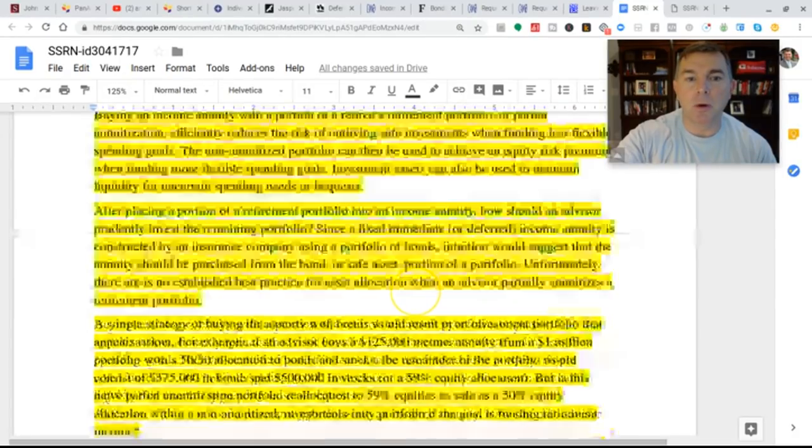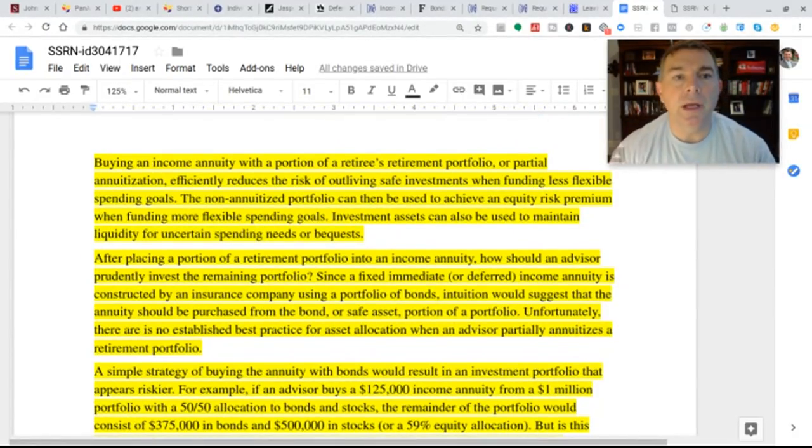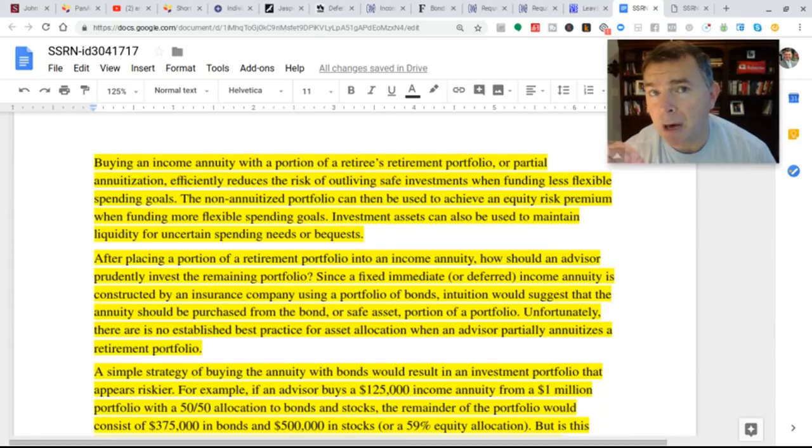All right, so let's keep going down. Buying an income annuity with a portion of a retiree's retirement portfolio is called partial annuitization. So you've got a retirement portfolio of $100,000. You take $25,000 and buy an income annuity. You've partially annuitized your portfolio. And that efficiently reduces the risk of outliving safe investments when funding less flexible spending goals. The non-annuitized portfolio then can be used to achieve an equity risk premium when funding more flexible spending goals.